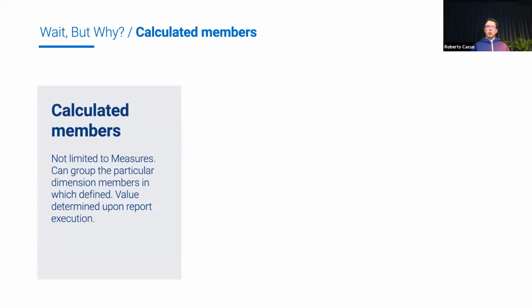eazyBI provides an option to define calculated members. The most frequent use is defining them in measures, but this option is not limited to measures only. You can create them in other dimensions as well, grouping and aggregating its members.